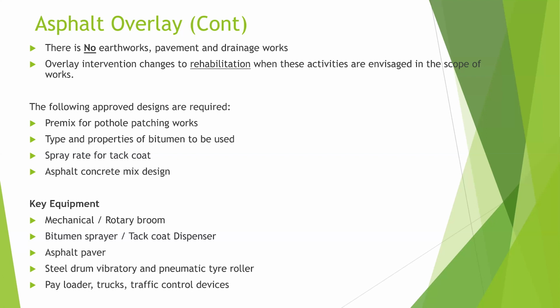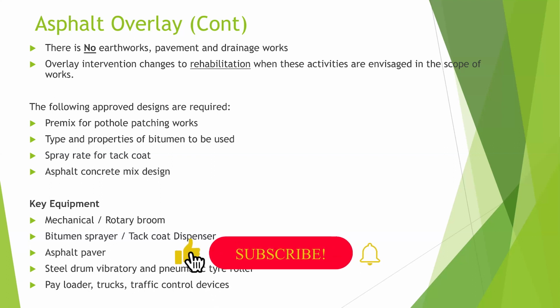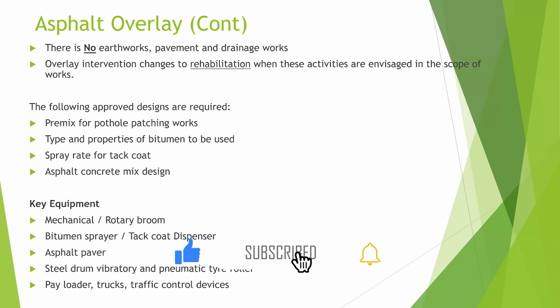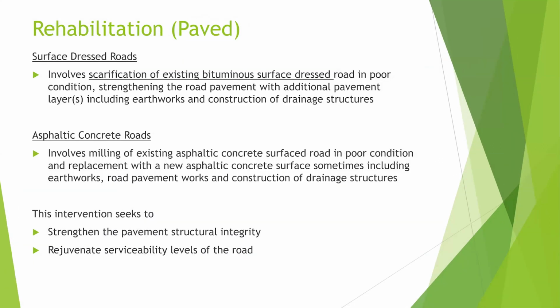The equipment used for overlay is purely asphalt laying equipment. You need the mechanical broom, the bitumen sprayer or the tar coat dispenser. The asphalt paver is critical, and you have the steel drum roller and the pneumatic tire roller. They are all needed. You need a payloader to load your trucks, and then you have the traffic control devices, very critical for safety to ensure that you work in a very safe environment on the road.